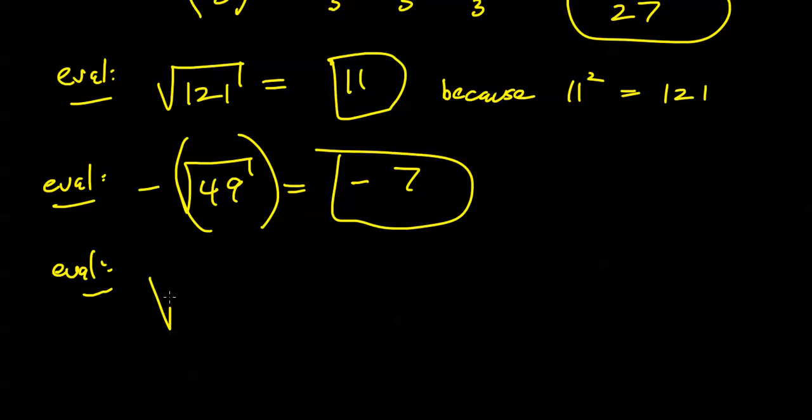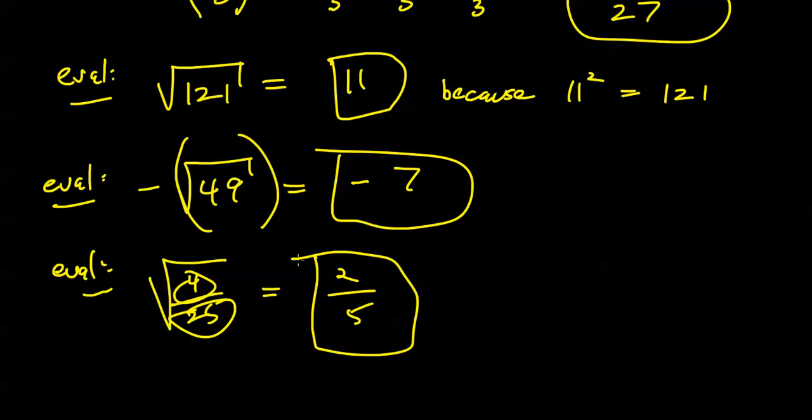Evaluate the square root of 4/25. Well, the square root of 4 is 2, and downstairs the square root of 25 is 5, right? This suggests that you can distribute a root sign over a fraction. In other words, take the root of the denominator and numerator independently. In any case, the square root of 4/25 is 2/5.